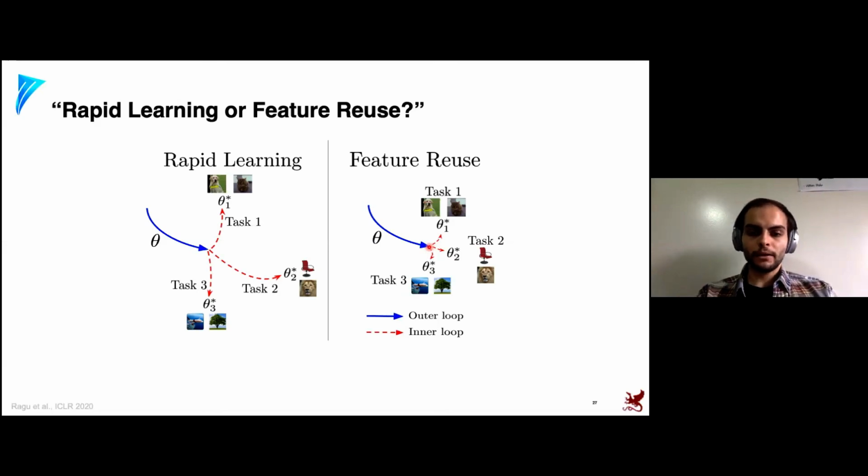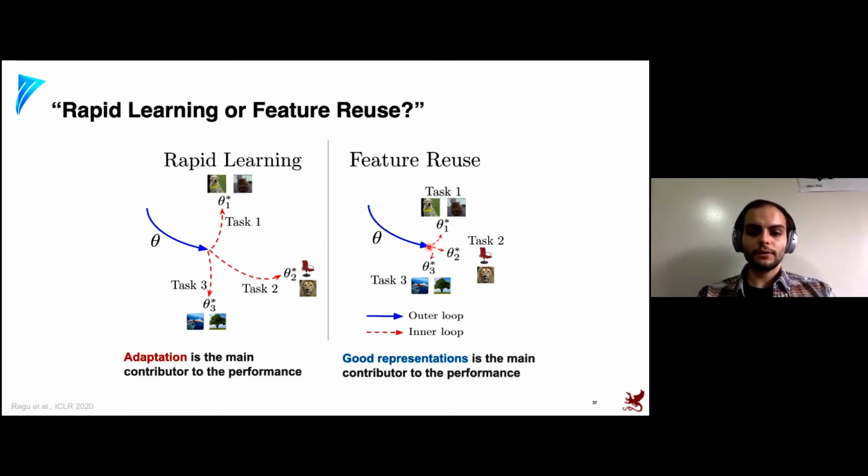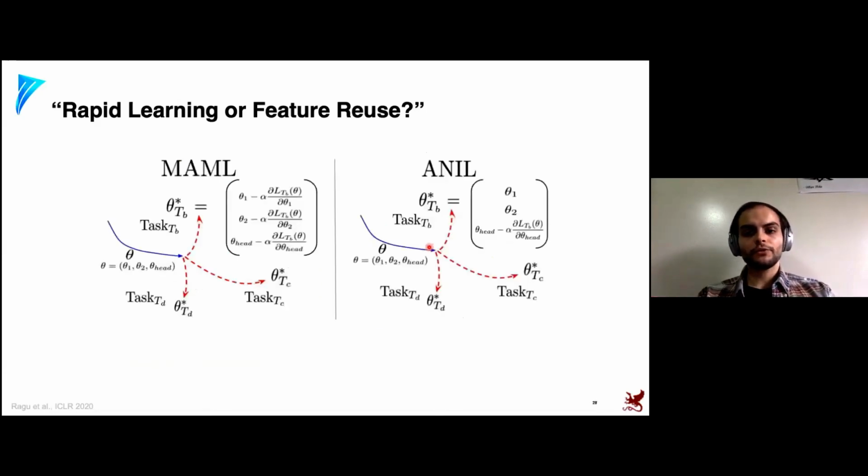Okay, so this is the question that I try to ask, and to answer this question, whether it's adaptation or whether it's good representation, they conducted a lot of experiments with MAML and a version of MAML. The version of MAML that they proposed is called ANIL, or almost no inner loop, right? So it's basically a MAML that was slightly edited.